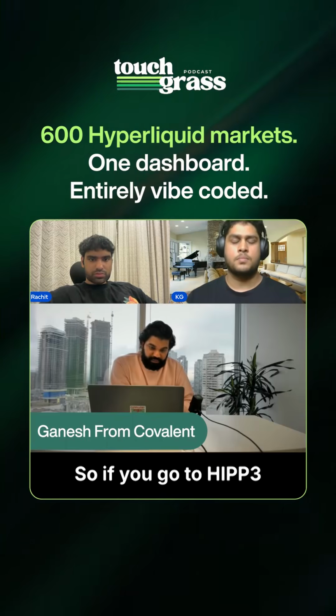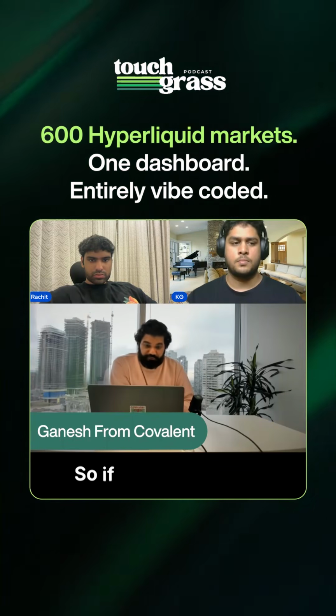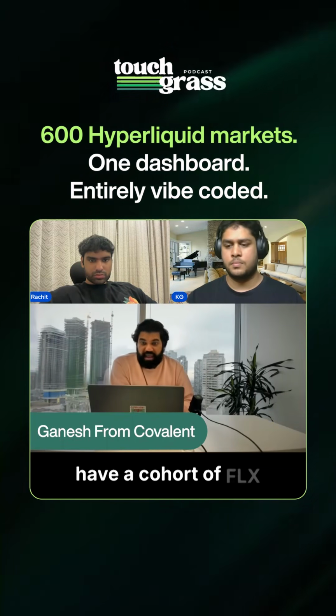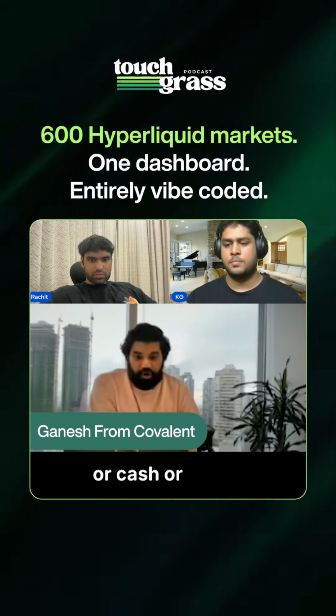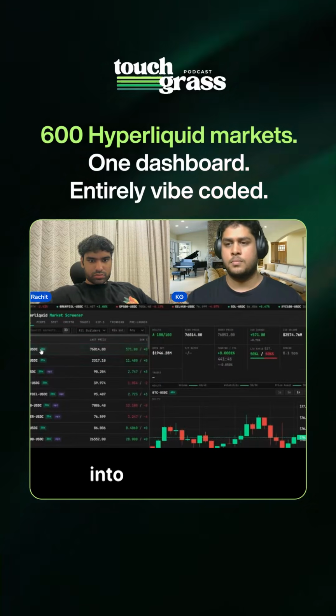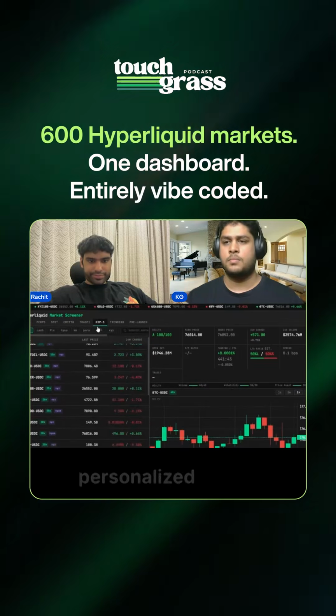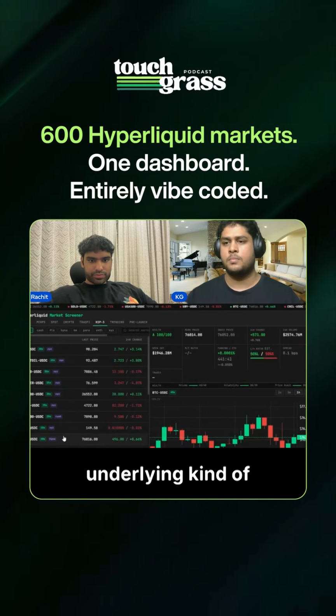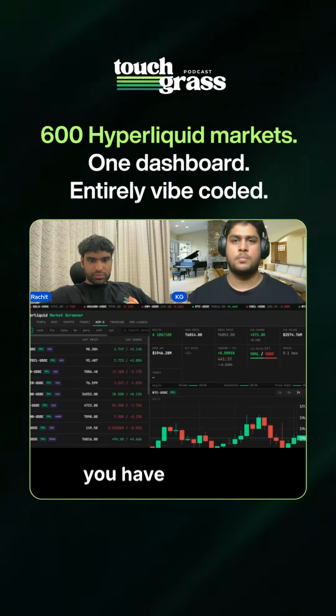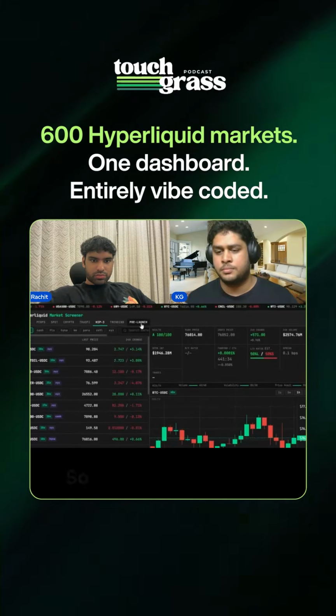So if you go to HIP3 markets, you can sort it by the builder. If you want to just have a cohort of FLX or Cash or any of these builders, you can just click into them. And the whole dashboard is personalized to that underlying subsection or the drill down that you have, including the heat maps and so on. So that's point number one.